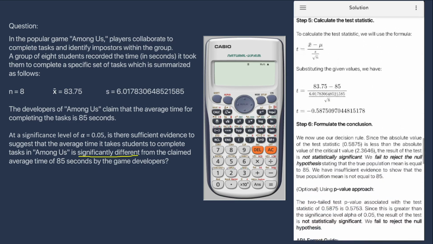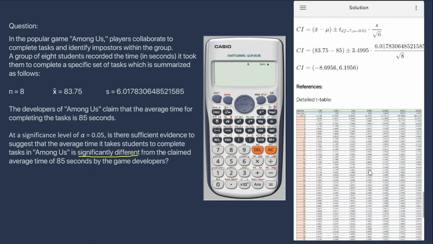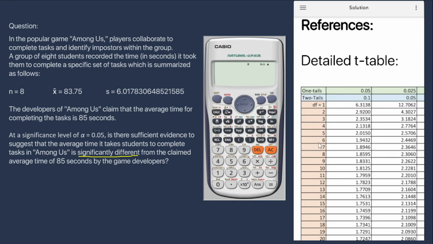Okay, so we proceed to the t-table in the references below. The first thing that we will do is to locate the degrees of freedom in the first column of the table. So in this case, here is the degrees of freedom of 7. And the next is to locate the significance level alpha in the second row, since we are conducting a two-tailed test. We locate the significance level alpha 0.05. So the intersection of the degrees of freedom and the significance level alpha is 2.3646. And this is now our critical value.